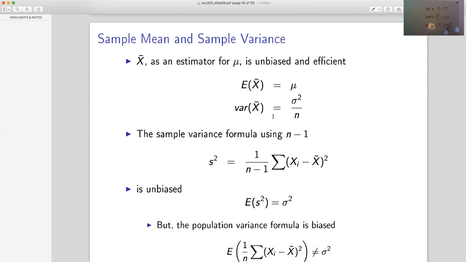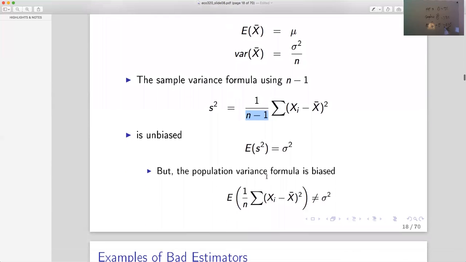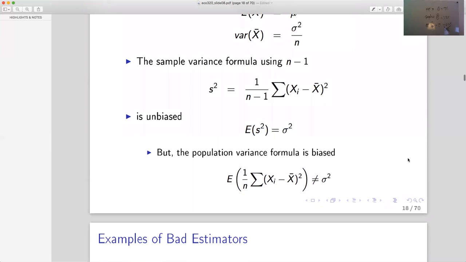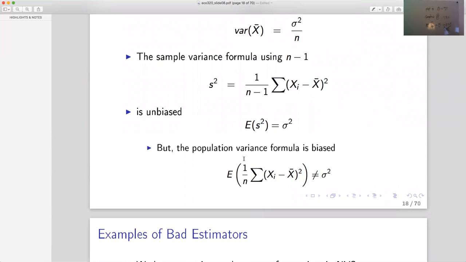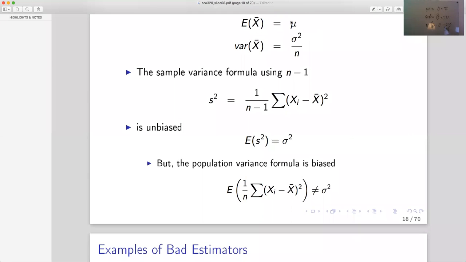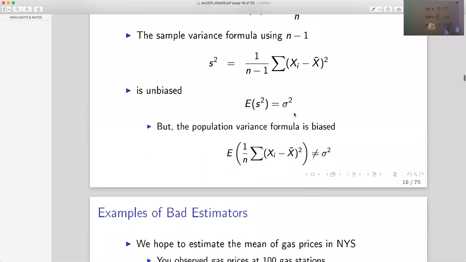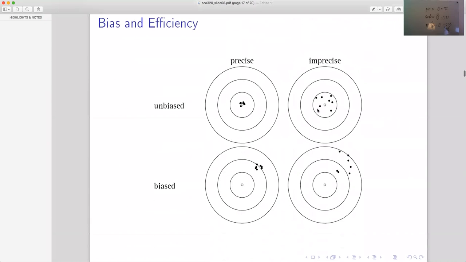We learned this in chapter 4, so take a look at that if you don't remember. I derived how to get this in detail. If we have a sample variance, we are using 1 over n minus 1, okay? And if it's unbiased, our sample variance would be equal to the population variance. But if we do the math, it's going to be biased. So there is a little bit of a trade-off, which I explained here. Usually you are trading off between the second one and the third one.